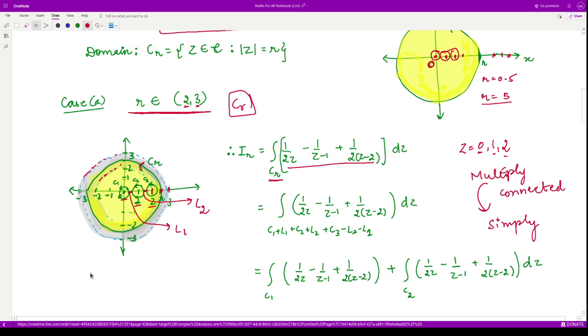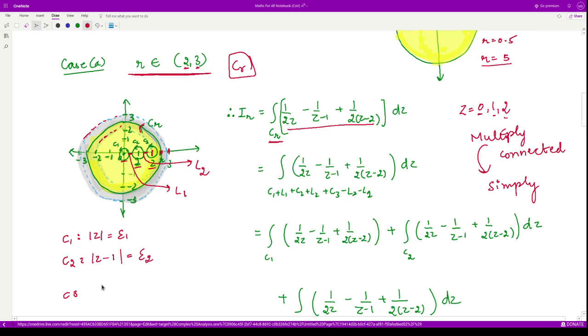So basically C1 is |z| equal to epsilon 1, where epsilon 1 is sufficiently small. C2 is some circle with center 1 and another radius, say epsilon 2, and C3 is some circle with center 2 and radius epsilon 3. So this is what I have assumed, and joining these are the lines L1 and L2. So basically these are 3 circles and I have joined these circles through these lines L1 and L2.